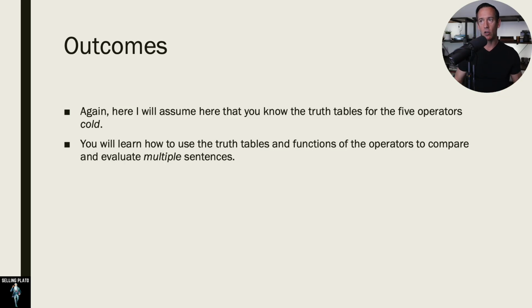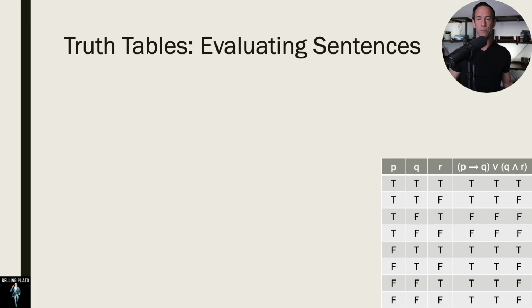In this lesson, you're going to learn how to use those truth tables and functions of the operators that you already know to compare and evaluate multiple sentences. I'll show you exactly what we mean. Again, we're just sort of categorizing language here, right? We did that with the conditional when we called one part an antecedent and a consequent. We're going to be doing that sort of thing when we label different evaluations, when we compare multiple sentences to each other. All right, I'll show you what we mean.